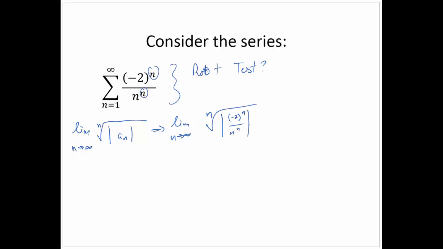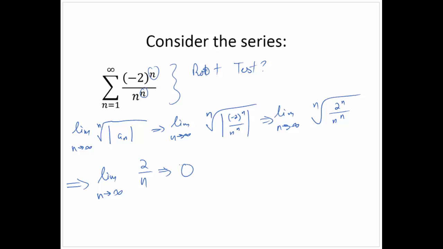Under absolute value, the negatives go away, so we would then have the limit, n approaching infinity, of the nth root of 2 to the n over n to the n. The nth root of 2 to the n over n to the n becomes the limit as n approaches infinity of 2 over n. And as n approaches infinity, 2 over n approaches 0, which is less than 1.